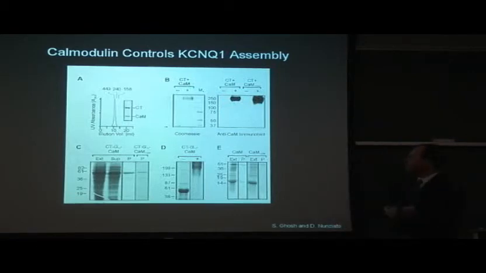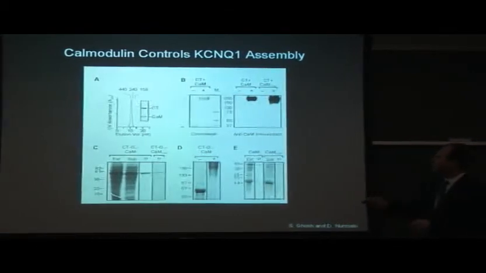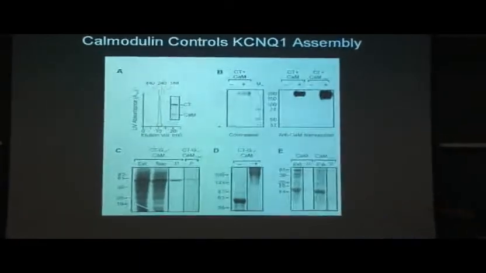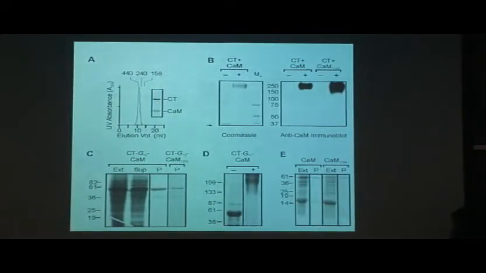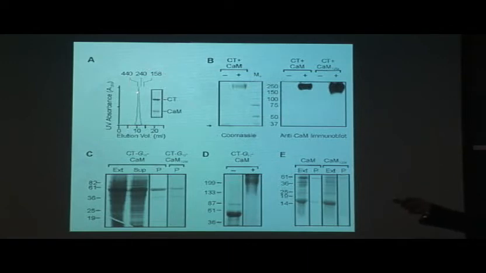We took the purified complex and ran it over a gel filtration column, and what we saw is a single sharp peak that migrated at a molecular weight much higher than a predicted single C-terminus and one calmodulin. The resolution is not that good here, and this is just showing you that in that peak you have both the C-terminus and calmodulin.